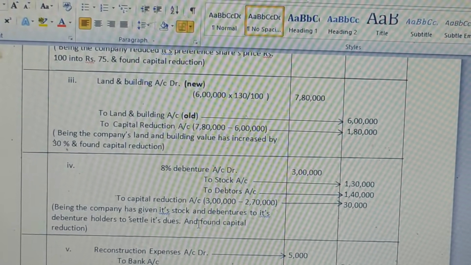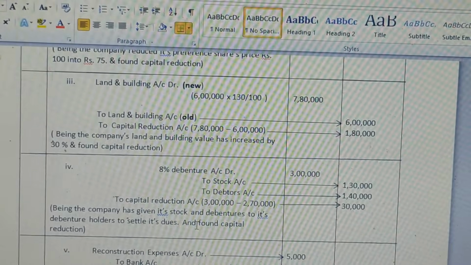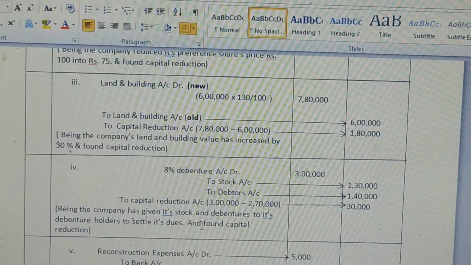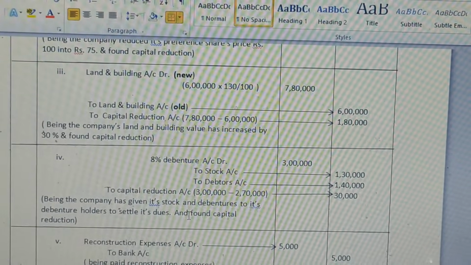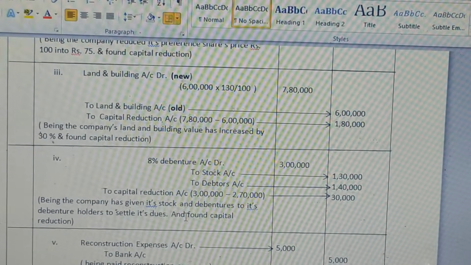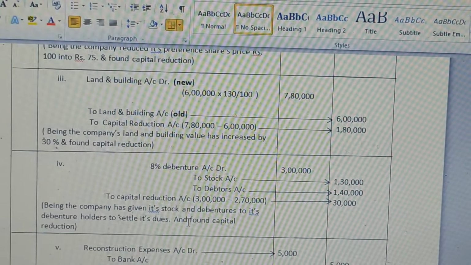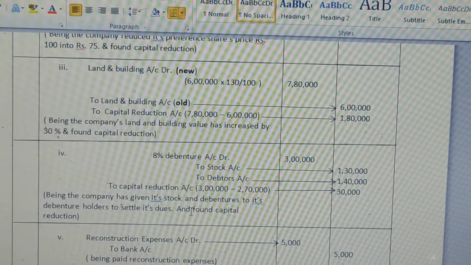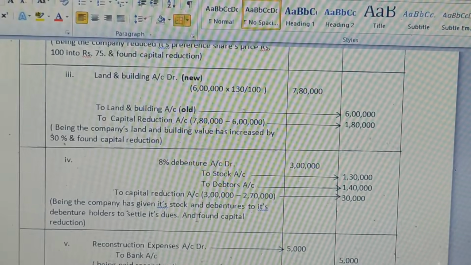So when we are going to find out the capital reduction value in the asset side items, the new value will be mentioned in the debit side and the old value will be mentioned in the credit side. It is just vice versa. And the difference value is in the credit side, that is called the capital reduction. It means 7,80,000 minus 6 lakhs, we get 1,80,000. Being the company's land and buildings value has increased by 30% and we found capital reduction.